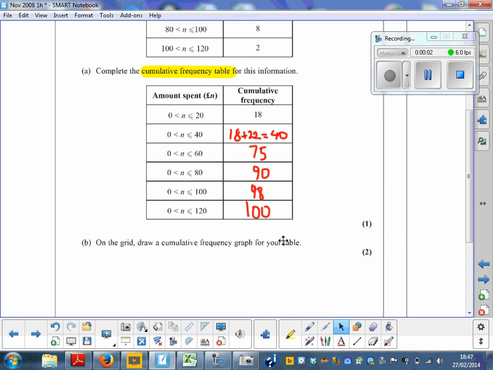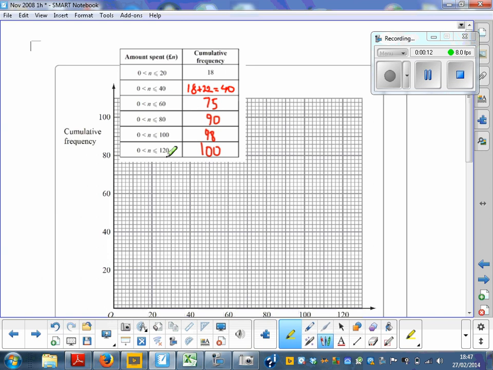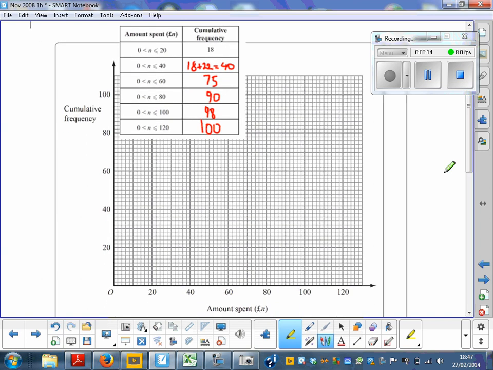Now for question 18b, I have to draw a cumulative frequency graph for this table. So I'm just going to take this table, copy it, and paste it onto the next part of my question. Just remember that I need to plot some points here to get an S curve, right? This kind of shape. So I'm going to plot the points.